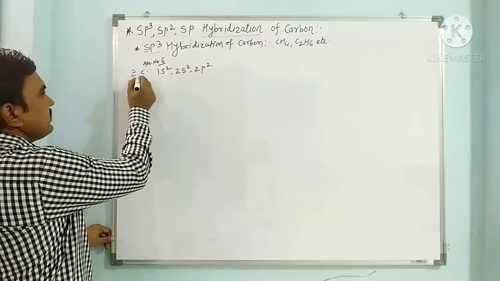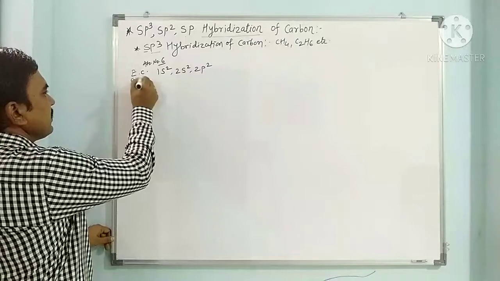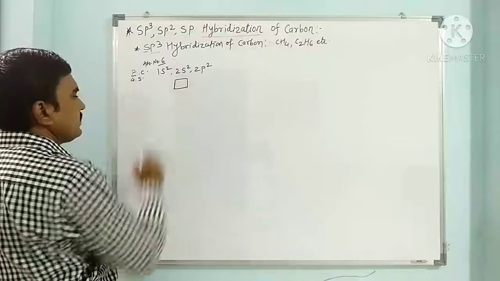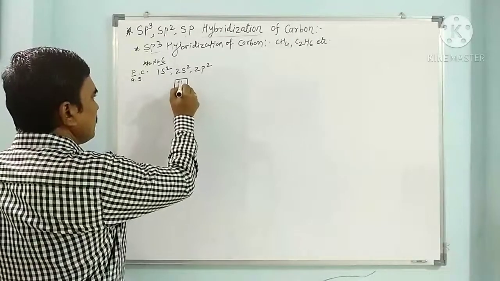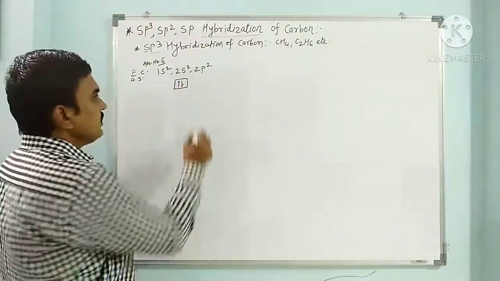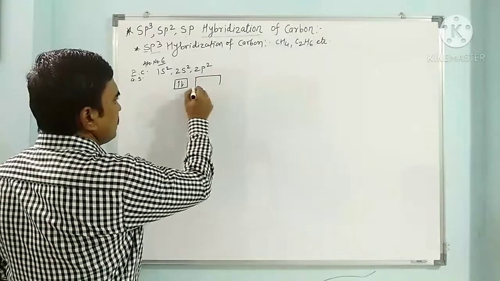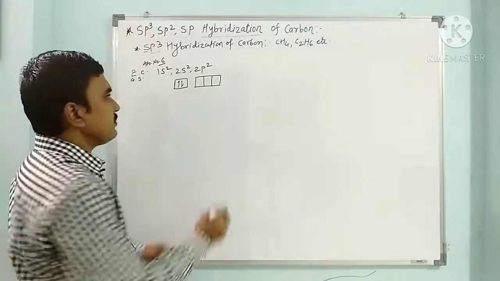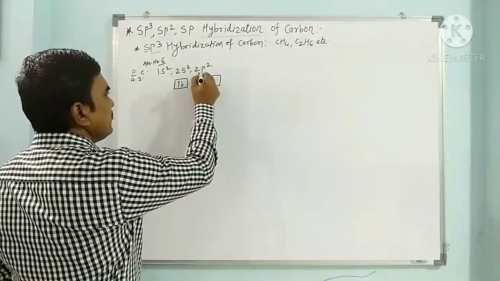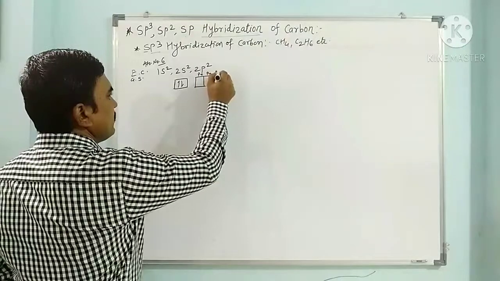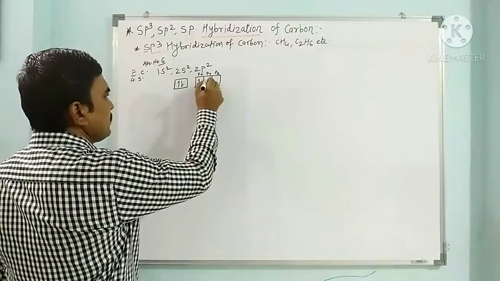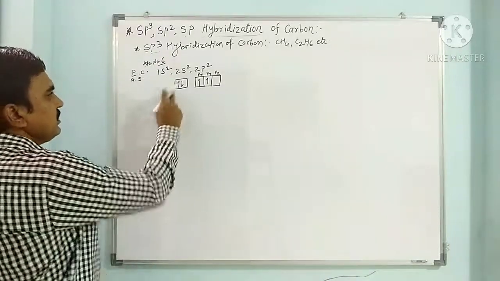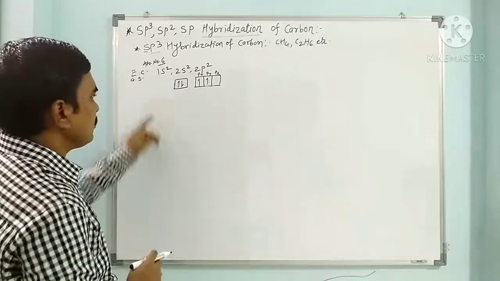This is the electronic configuration in the ground state. Here in the outer, that is the second shell, 2 electrons are in the s orbital, and the p orbital has 3 sub-orbitals, px, py and pz. Actually they are degenerate. Only 2 electrons are there in the p orbitals. So this is the outermost electronic configuration.